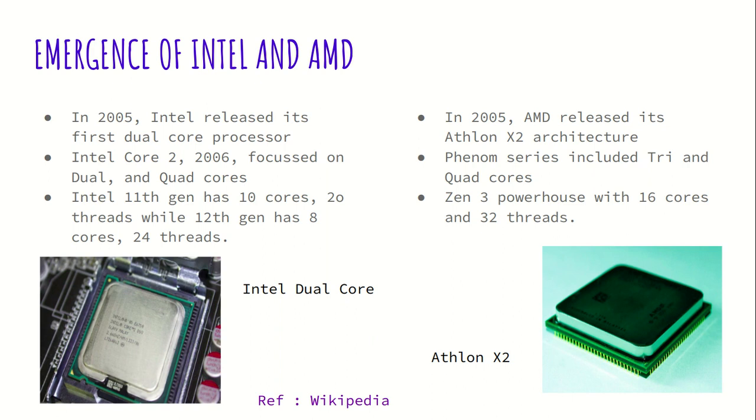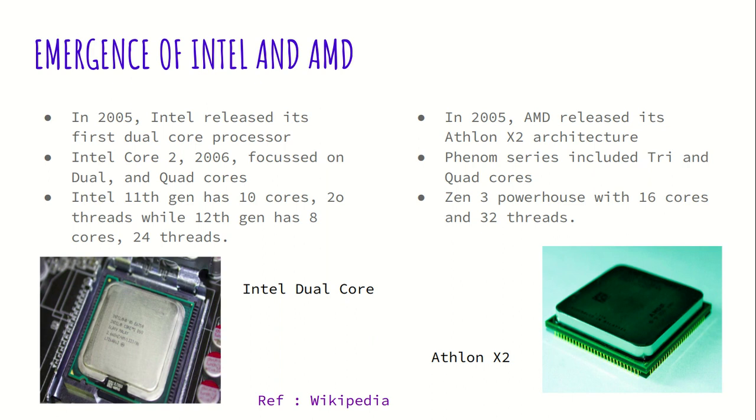Likewise, AMD started with the Athlon 64 X2 in May 2005, which was a dual-core design, and later the Phenom series, which included the Tri and Quad cores. These days, both companies ship multi-core CPU series. The Intel 11th Gen core series maxed out at 10 cores and 20 threads, while the newer 12th generation series goes up to 24 threads with a hybrid design that packs 8 performance cores that support multi-threading plus 8 efficient cores that don't. Meanwhile, AMD has its Zen 3 powerhouse with a whopping 16 cores and 32 threads.